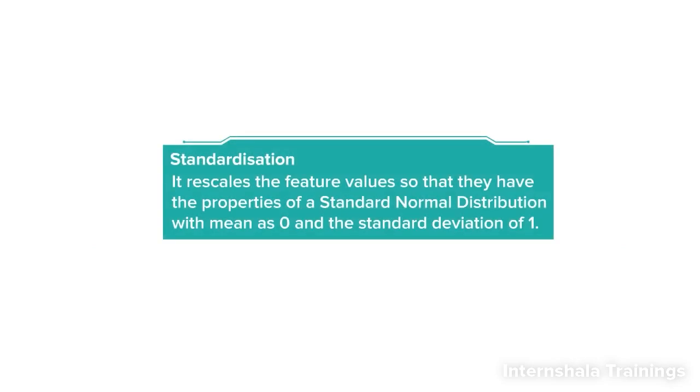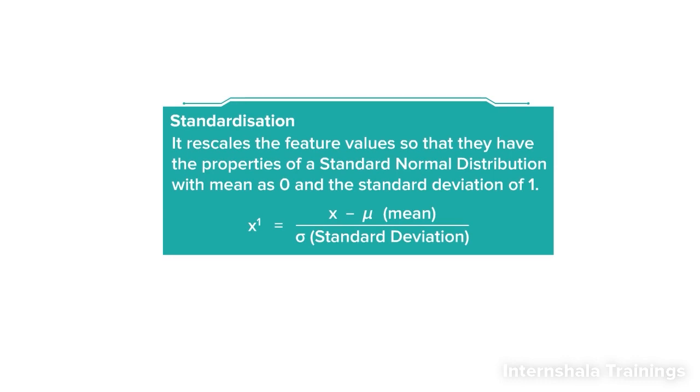Standardization. Standardization is the most common scaling method used in machine learning. Standardization rescales the feature values so that they have the properties of a standard normal distribution with mean as 0 and the standard deviation of 1. The scaling is done by deducting the mean of the variable from the current value and then dividing by the standard deviation.